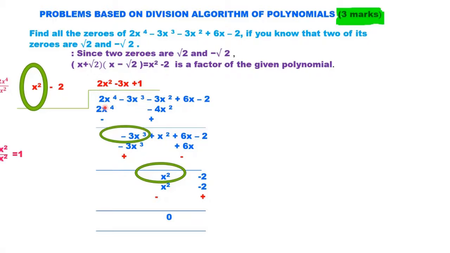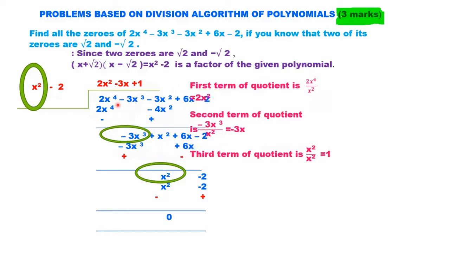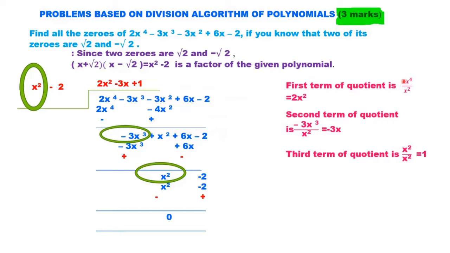Here you can see the first term 2x power 4. Here is 2x power 4, the first term, and the first term of the divisor is x squared. When we divide these, we get the first term of the quotient, 2x squared. So 2x power 4 divided by x squared is 2x squared, which is the first term of the quotient.